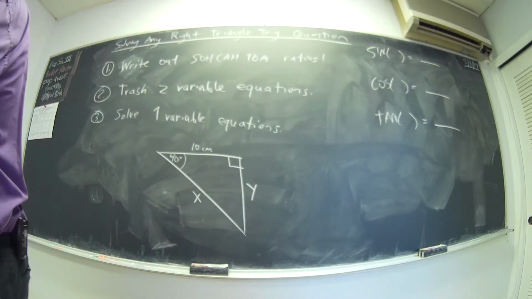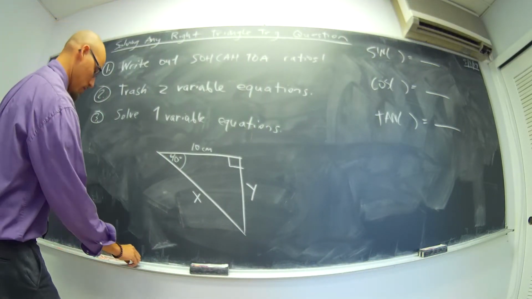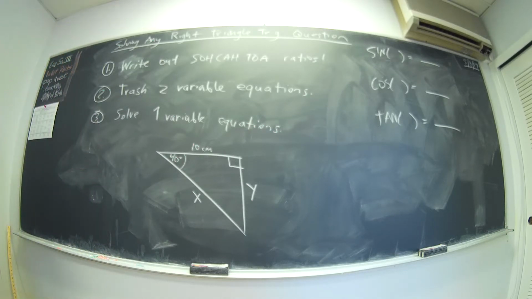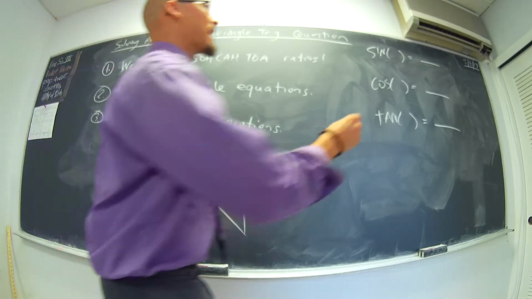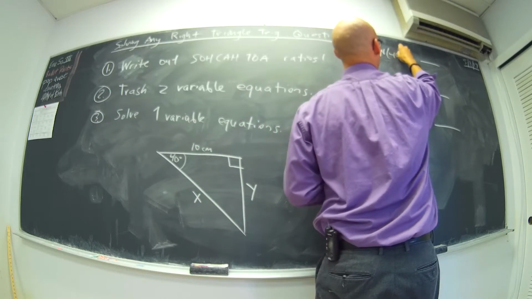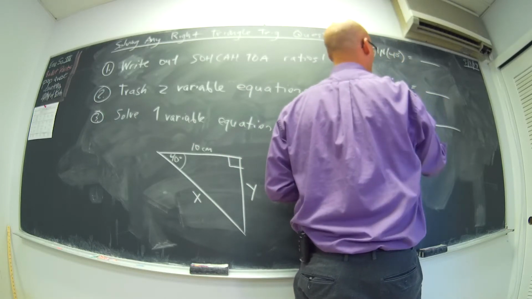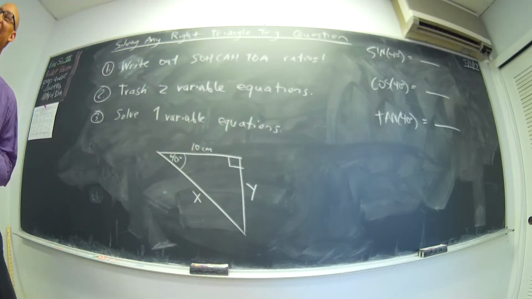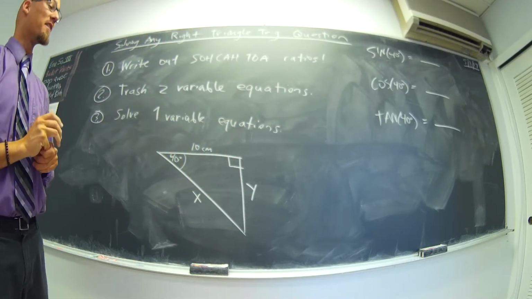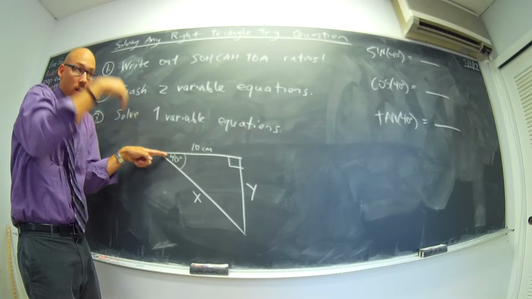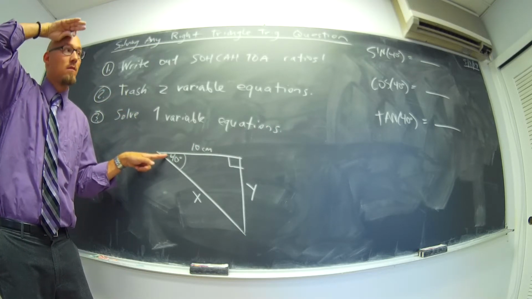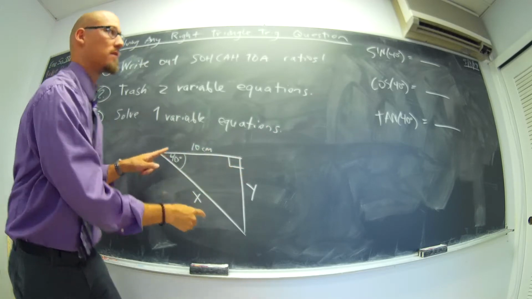All right, so let's SohCahToa. We're going to take the sine, cosine, and tangent of 40. We'll put the angle in here. Let's do the sine of 40. We're going to look for the opposite over the hypotenuse: y over x.